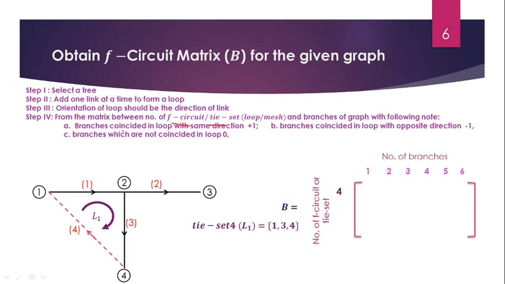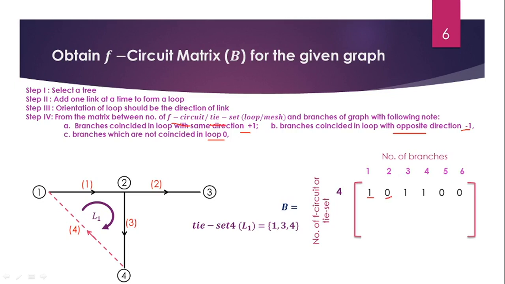As already seen with the node case, the branches coinciding in the loop with the same direction are plus 1, opposite directions minus 1, and the branches not in the loop we take as 0. So for loop 1, which branches coincide? 1, 3, 4. As all are in the same direction, we take plus 1, and the remaining branches we take as 0. Branch 1 is in the loop. Is it in the same direction? Yes, so we take it as plus 1.